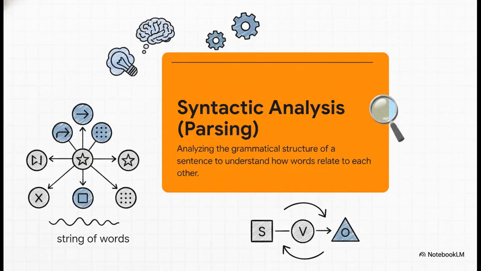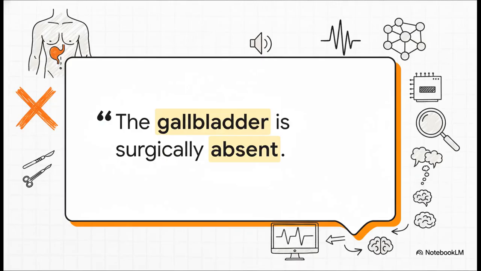Now, the process of figuring this out is called syntactic analysis, or you'll hear this a lot, parsing. It's how a computer takes a jumble of words and finds the hidden blueprint. It figures out, okay, what's the subject, what's the verb, how do all these pieces connect to each other? All right, let's look at a real sentence. The gallbladder is surgically absent. I know, it sounds a little clinical, but for a computer that's just learning the ropes, it's a perfect, straightforward example for grammatical analysis.